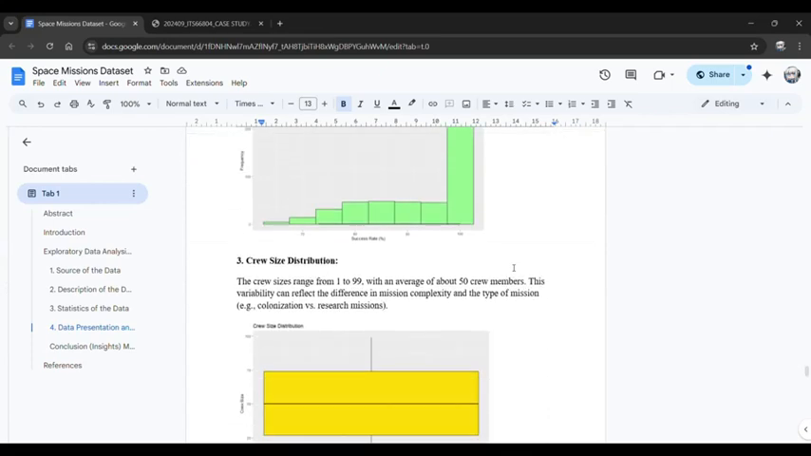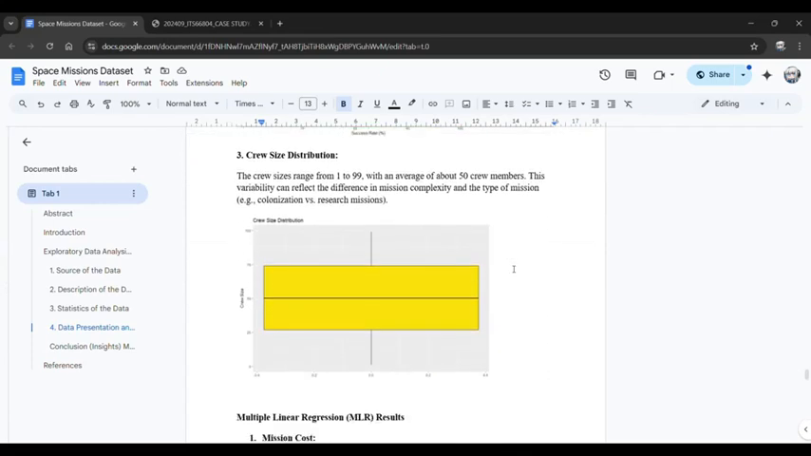And the last one will be crew size distribution. The crew size ranges from 1 to 99 in the space missions, with an average of about 50 crew members. This variability can reflect the difference in mission complexity and the type of mission, for example, colonization and research missions.